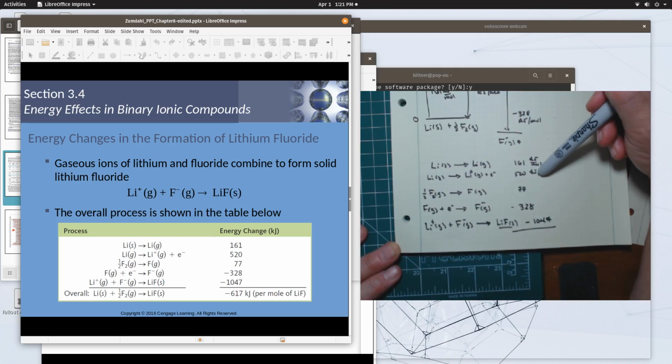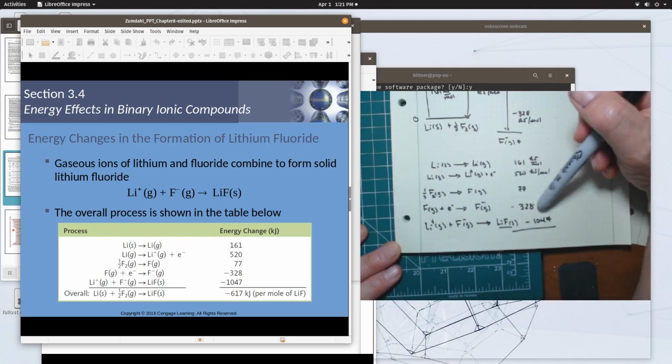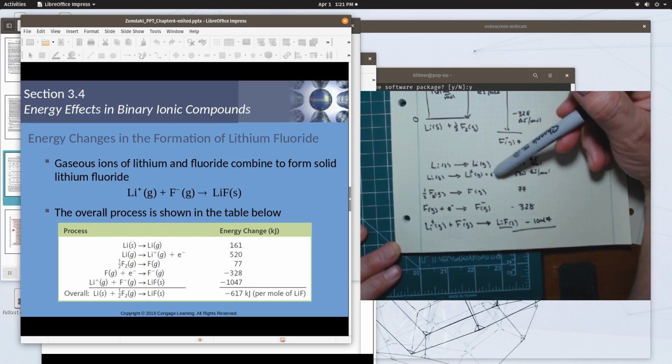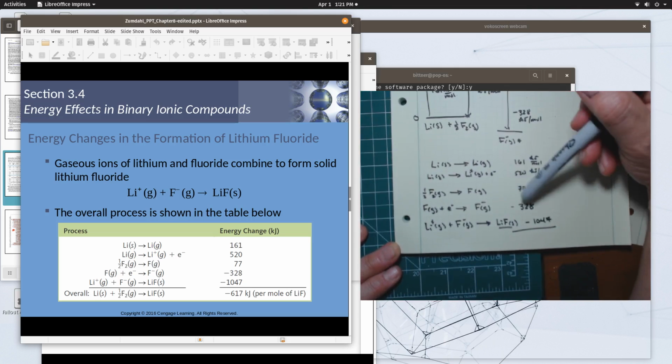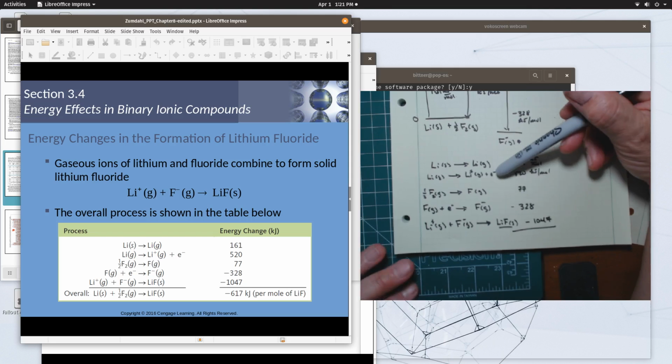Each one of these I can do as a separate experiment. I can do this as an experiment. I can do this as an experiment. This is the ionization potential, or electron affinity, and this is the ionization potential of lithium. How much energy does it take to liberate 1 electron from lithium?